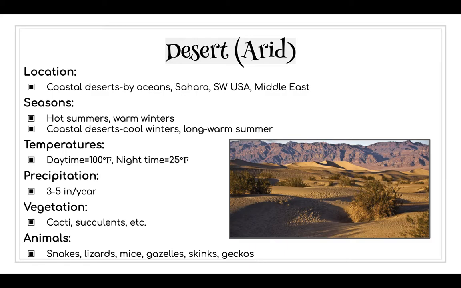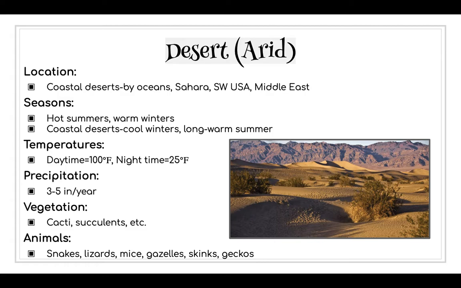Desert. So this is arid desert. There's polar desert would be another one, but we're calling that polar ice cap on your paper. But desert is total opposite of tropical rainforest. So there are coastal deserts that are by the ocean, so like the Sahara, and there's some like Southwest United States, the Middle East. There's a big, big desert that goes right through the middle of Australia. There's deserts all around. They're characterized by hot summers, very warm winters.